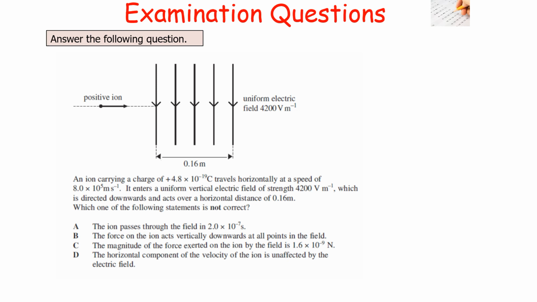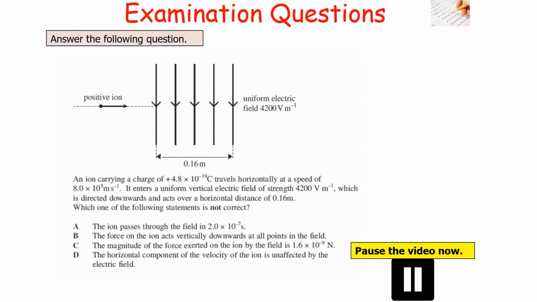The next question. An ion carrying a charge of plus 4.8 times 10 to the minus 19 coulombs travels horizontally at a speed of 8 times 10 to the 5 meters per second. It enters a uniform vertical electrical field of strength 4,200 volts per meter, which is directed downwards and acts over a horizontal distance of 0.16 meters. Which of the following statements is not correct? So pause the video now, then unpause the video when you want to go through your answer.